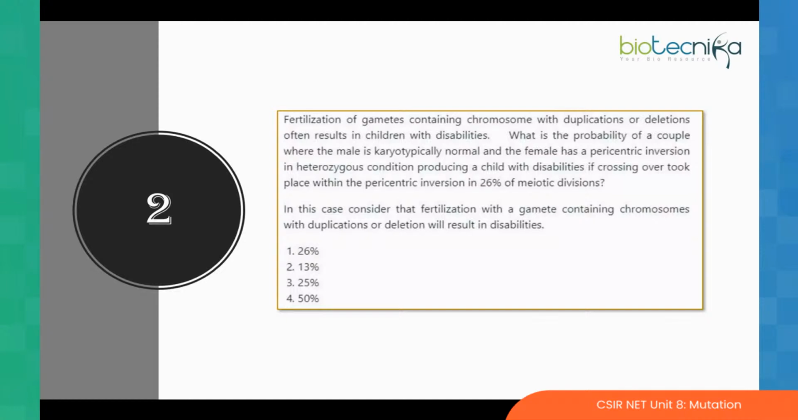Fertilization of gametes containing chromosome with duplication or deletion often result in children with disabilities. What is the probability of a couple where male is karyotypically normal and female has a pericentric inversion in heterozygous condition producing a child with disability if crossing over took place within a pericentric inverted segment in 26% of the meiotic divisions? In this case, consider that fertilization with gamete containing chromosome with duplication or deletion will result in disability.